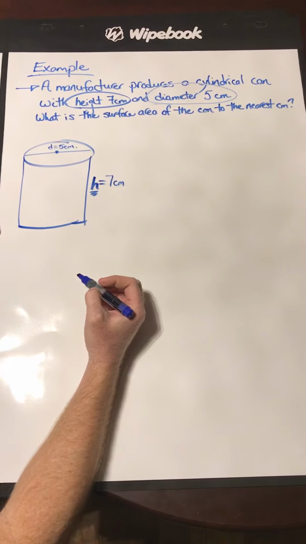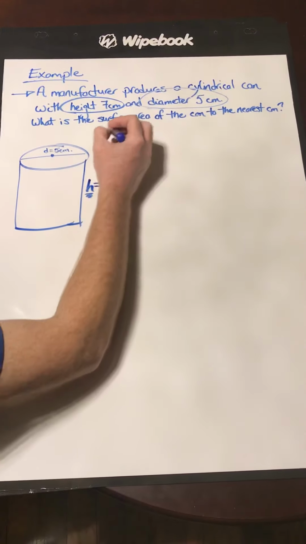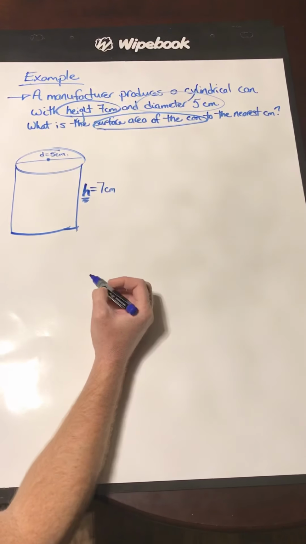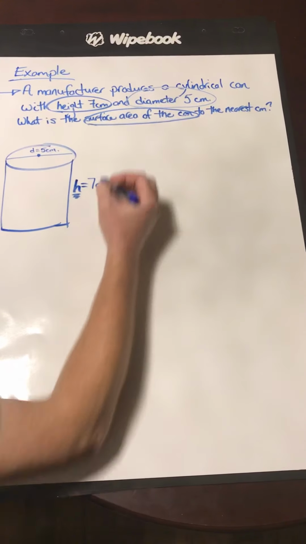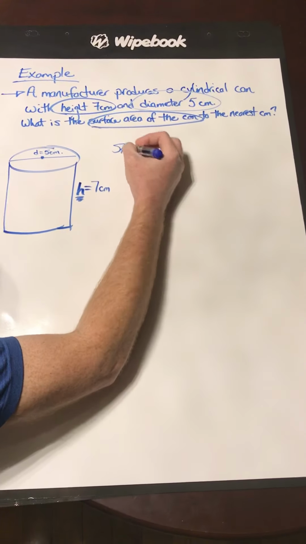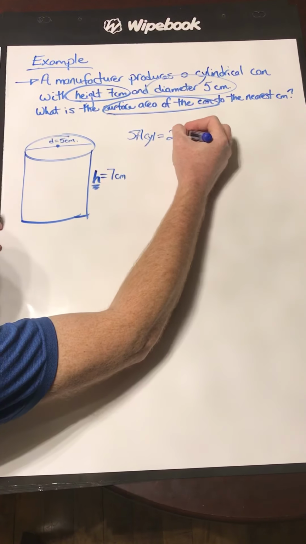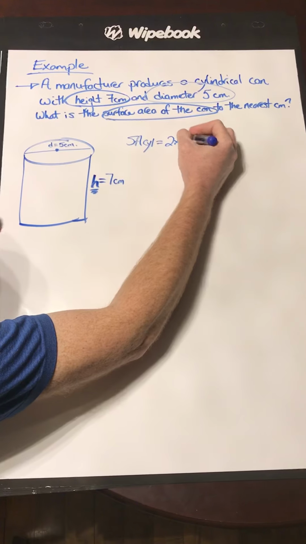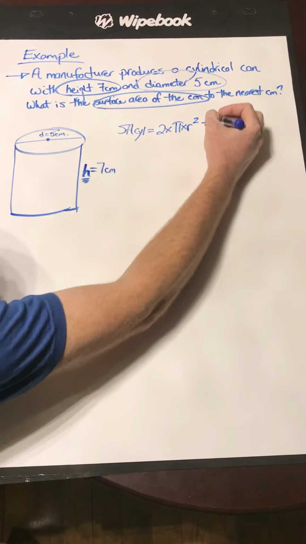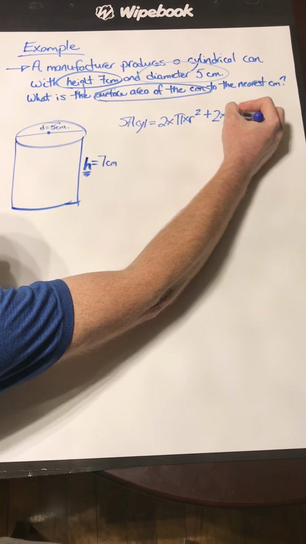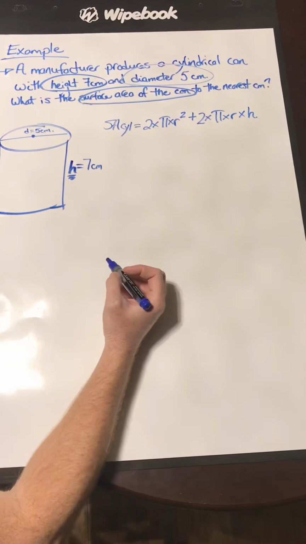So I've labeled those things on there. And what do I want to find out? Well, I want to find the surface area of the can. Well, what is a can? The can is a cylinder. And I have a nice formula that I can use. So surface area of a cylinder is equal to 2 times pi times r squared plus 2 times pi times r times h.